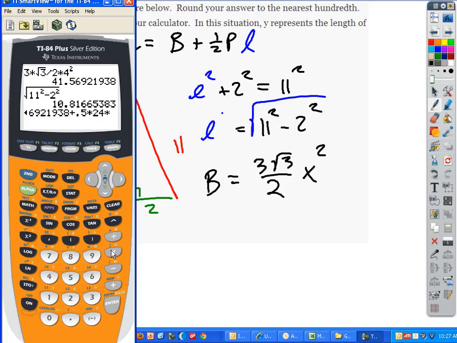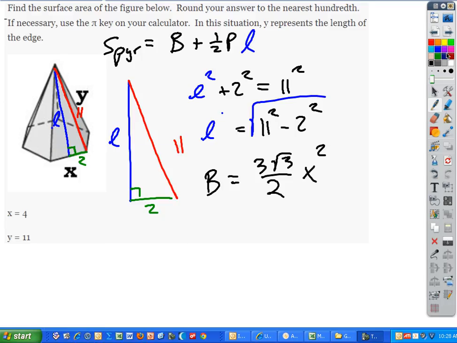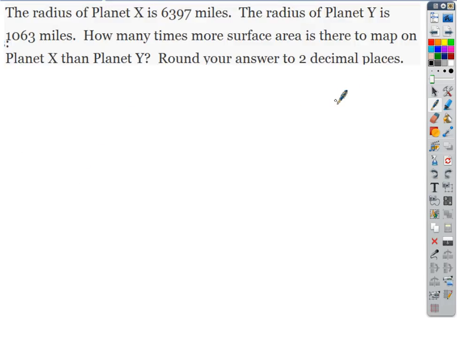All right, this one a lot of people had trouble with, but the reason they had trouble wasn't because they couldn't do the math, it was because they didn't know how to interpret the last part of this question, I think. So it gives us the radius of planet X, it gives us the radius of planet Y, both in miles. How many times more surface area is there to map on planet X than planet Y?